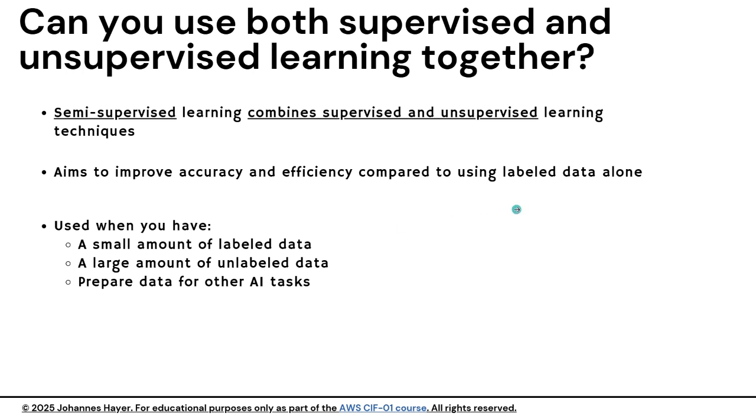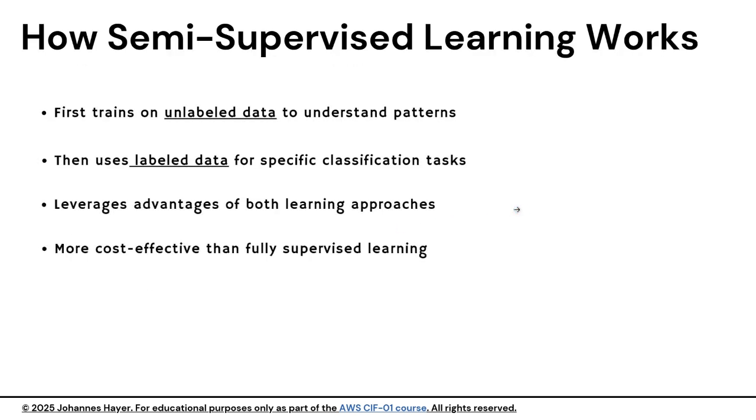Let's have a look at how this works. The process of semi-supervised learning follows a specific sequence. The system first works with unlabeled data to identify patterns and structures within the information. Then it uses the smaller set of labeled data to refine its understanding and make specific classifications. And this approach is particularly cost-effective because it reduces the need for extensive data labeling while maintaining high accuracy.